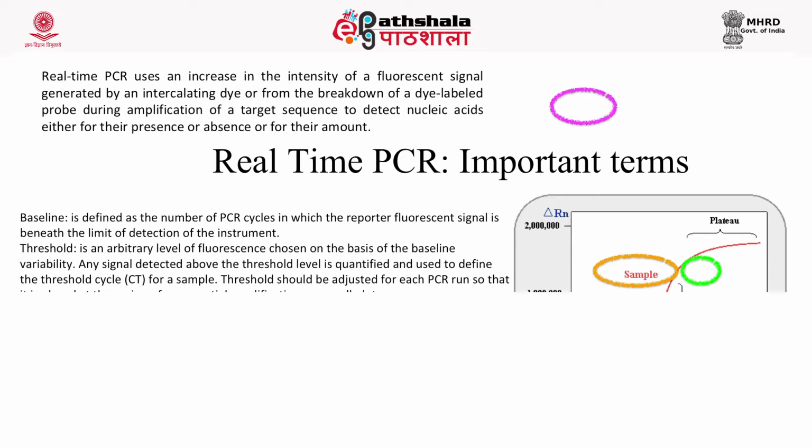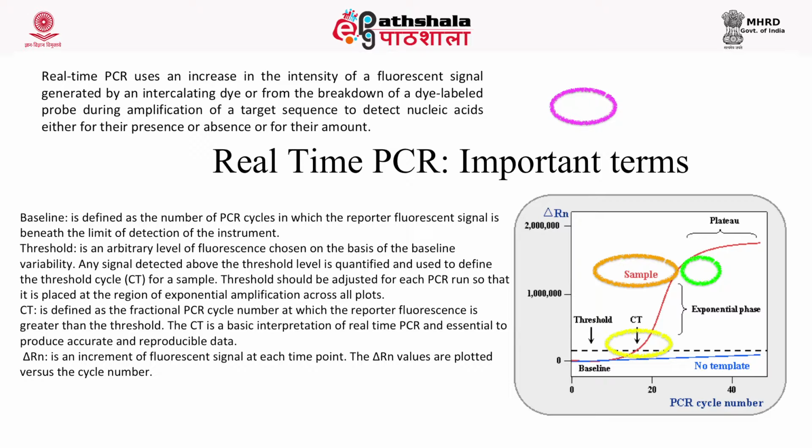As you can see in this graph, there is a baseline. This baseline is defined as the number of PCR cycles in which the reporter fluorescence signal is beneath the limit of detection of the instrument. The next important term here is the threshold. Threshold is an arbitrary level of fluorescence which is chosen on the basis of the baseline variability. Any signal detected above the threshold level is quantified and used to define the threshold cycle, that is CT value, for a sample. The threshold should be adjusted for each PCR run so that it is placed at the region of exponential amplification across all plots.